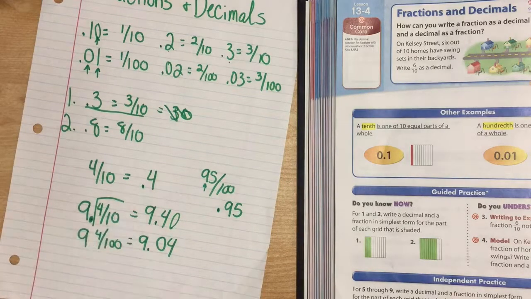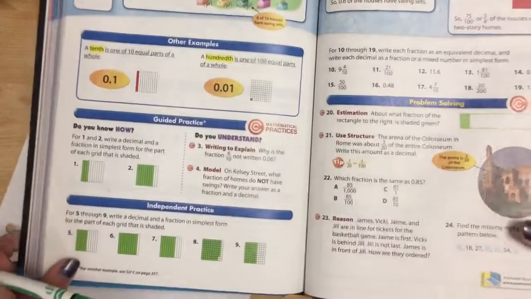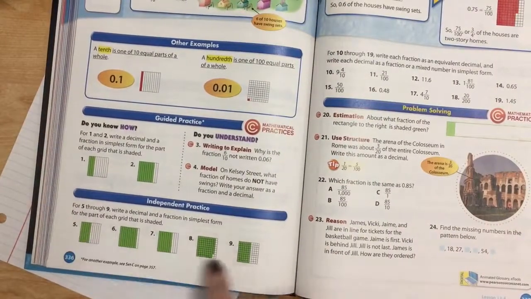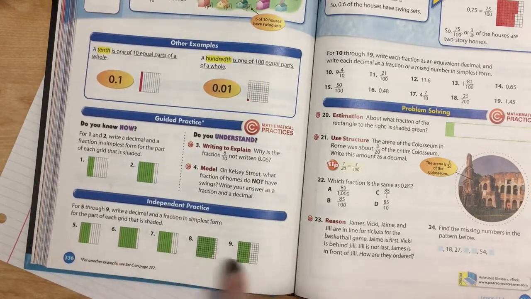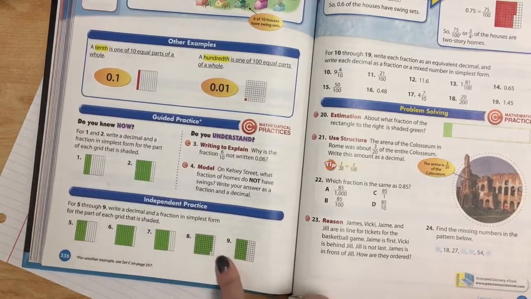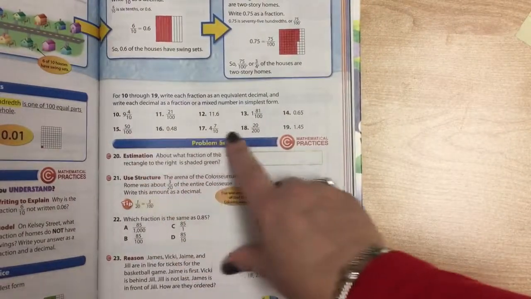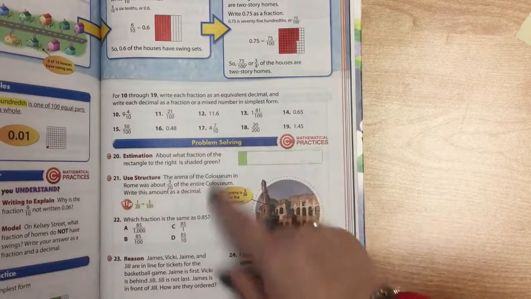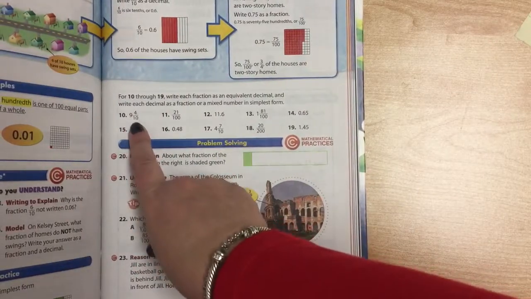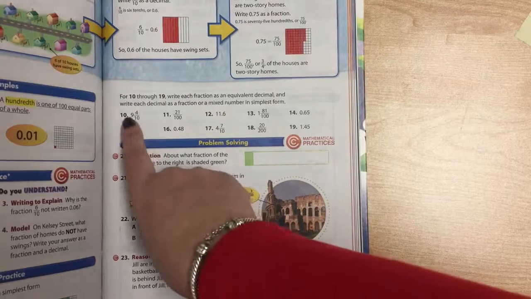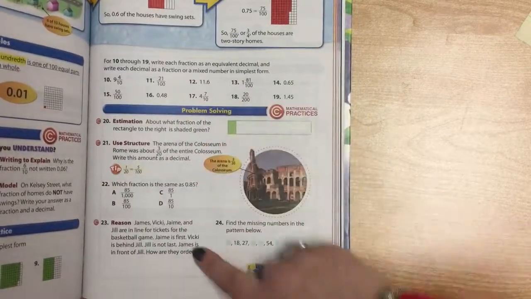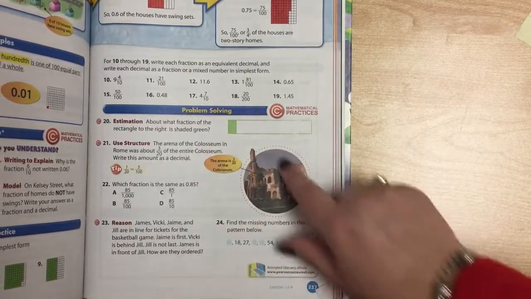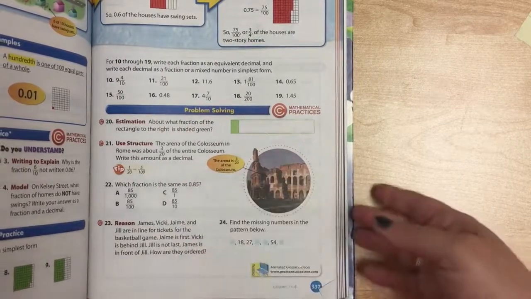And you need to do 5 through 9, remembering the difference between how the grids are laid out. Rectangles are tens, and squares are hundreds. And then over here, you need to turn each one of these fractions or decimals into the other. So this becomes, oh, look, I did that for you. You're welcome. This one becomes a decimal. This one becomes a fraction. Then you're doing the problem solving. Work these out as best as you can. We'll go over them together as a class.